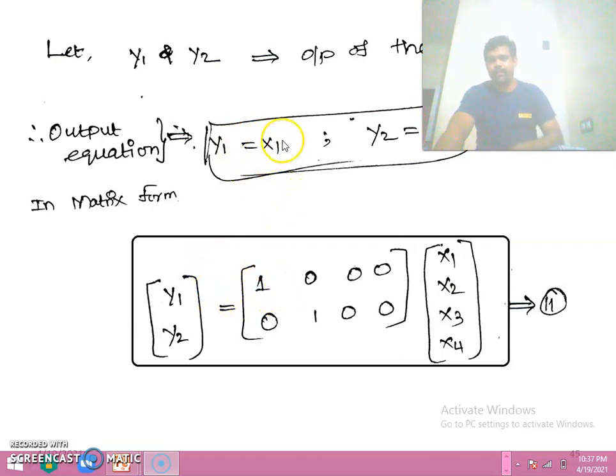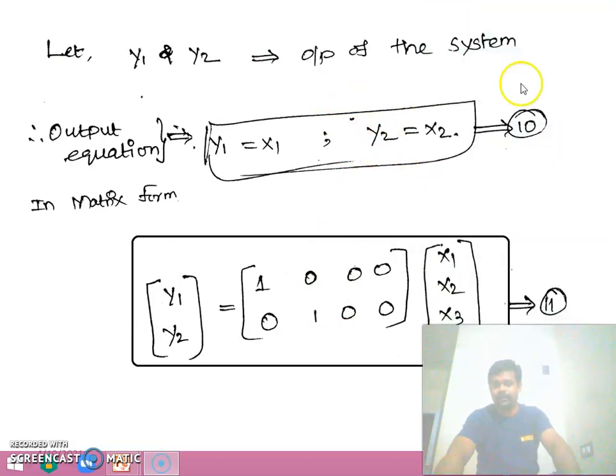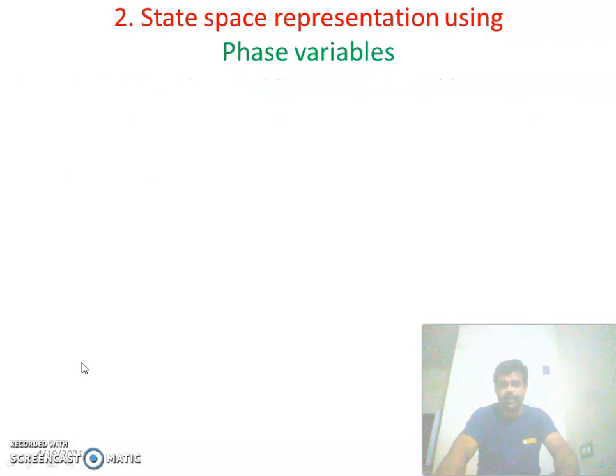In y1 you are having only x1, so you are putting 1 in the place of x1 and 0 in the place of x2, x3 and x4. In y2 you are having x2, so you are writing 1 in the place of x2, and in all other places you are putting 0. So now you have written the state equation as well as the output equation. Both of these combine to form the state model.